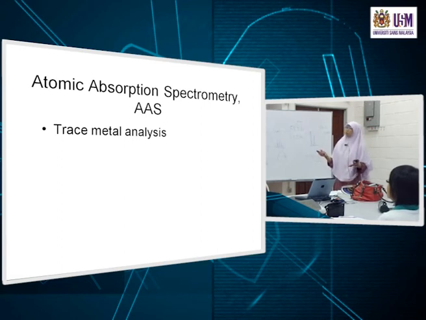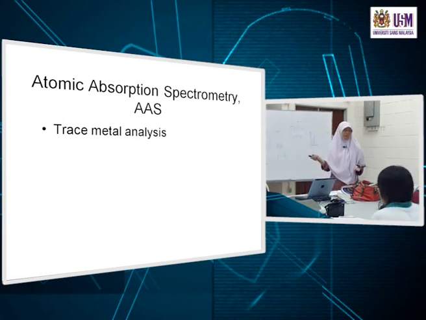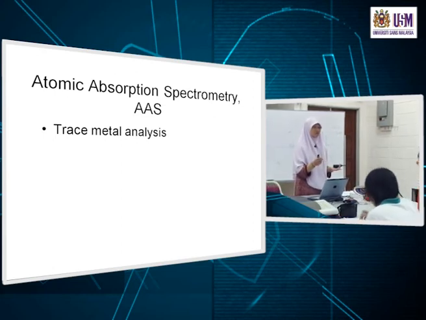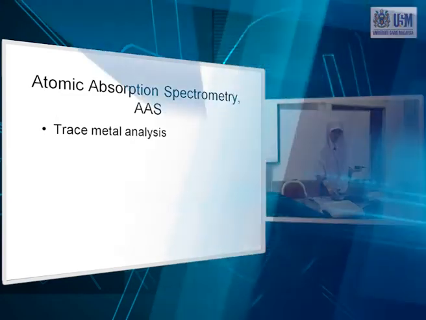What is it used for? Basically, trace metals. You're talking about detection of metals at PPM levels, PPB, and that's about it, I suppose. If you want parts per trillion, you have to go to another technique. Have you all revised how to convert from one unit to the other? Be very familiar, okay? What PPM levels are, what PPB levels. We're not going to do any revision of that.